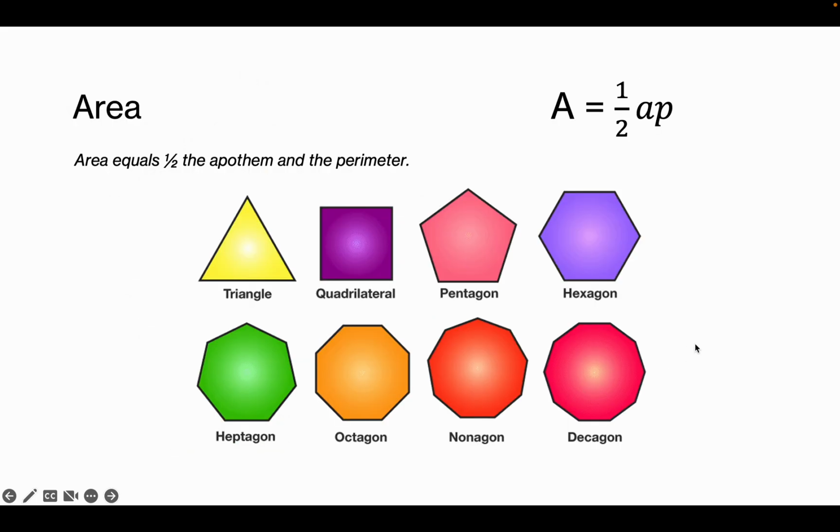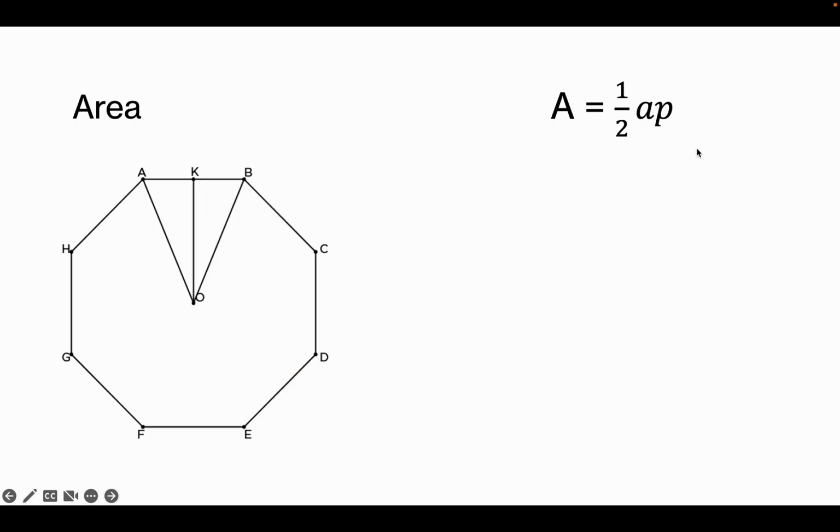Area of a polygon. So here are the pictures of the polygons. There's the triangle, the quadrilateral, the pentagon, the hexagon, the heptagon, the octagon, the nonagon, and the decagon. When it comes to these, area equals half the apothem and the perimeter. Let's say that in this octagon my apothem equals 12.5. This is 12.5. And let's say that BC equals 10.